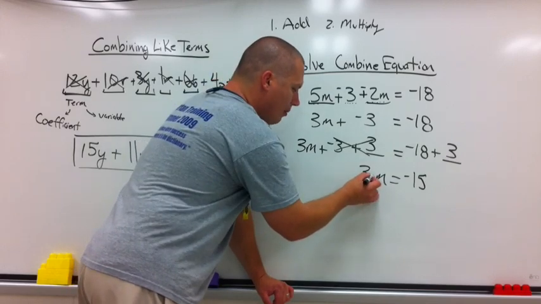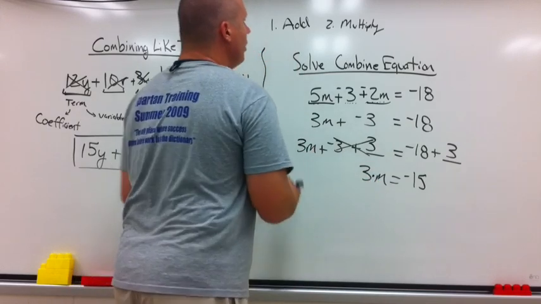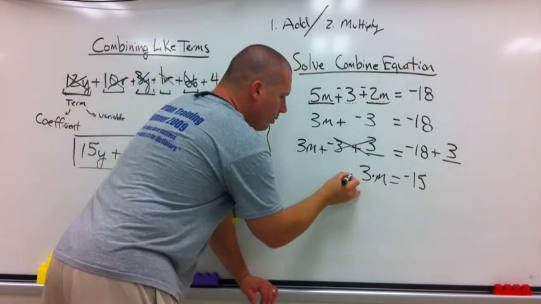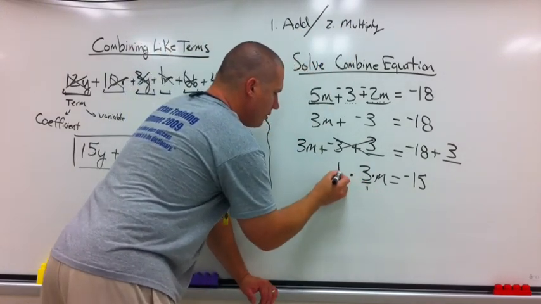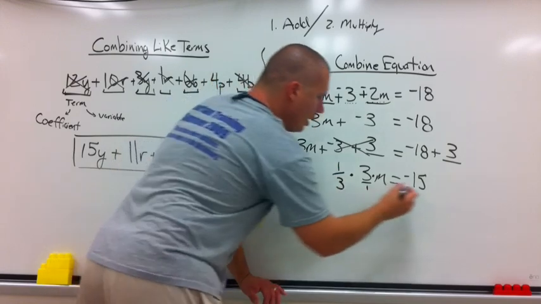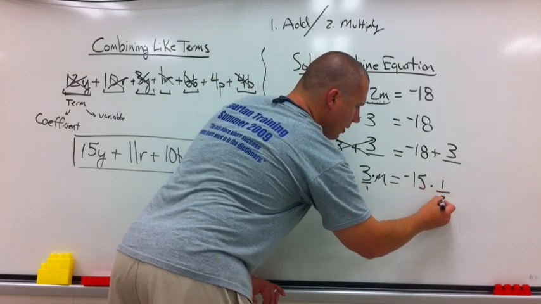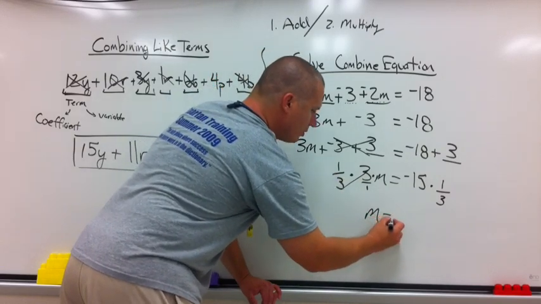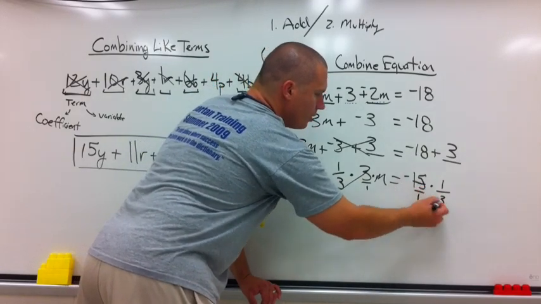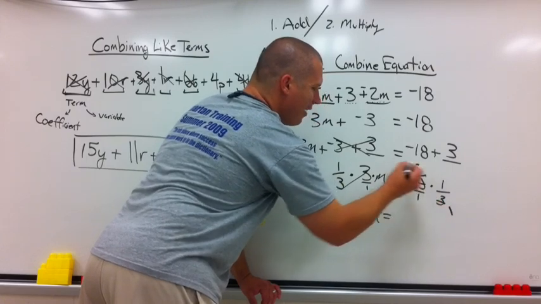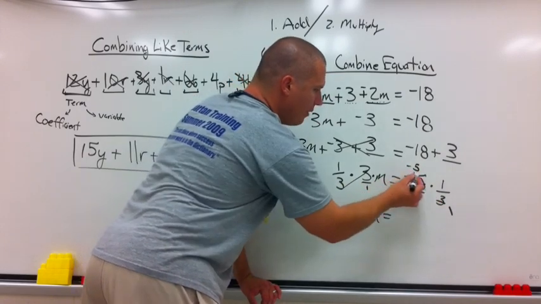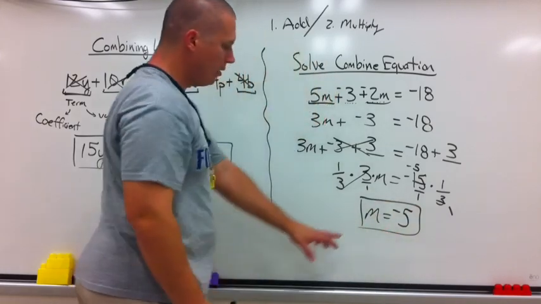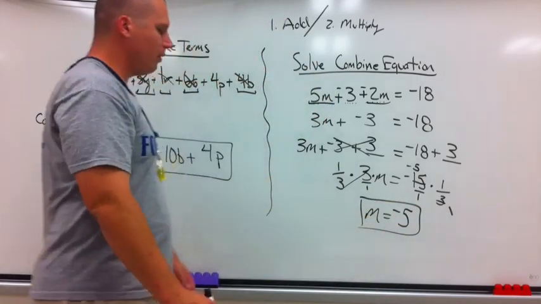Now I have a multiply 3. How do I get rid of a multiplied number? Multiply by the reciprocal. Reciprocal of 3 over 1 is 1 over 3. If I do it to one side, I need to do it the same thing to the other. 3's cancel out. I'm left with m equals. On this side, reduce 1 and -5. -5 times 1, -5. Box around. I'm done because I have variable all by itself.